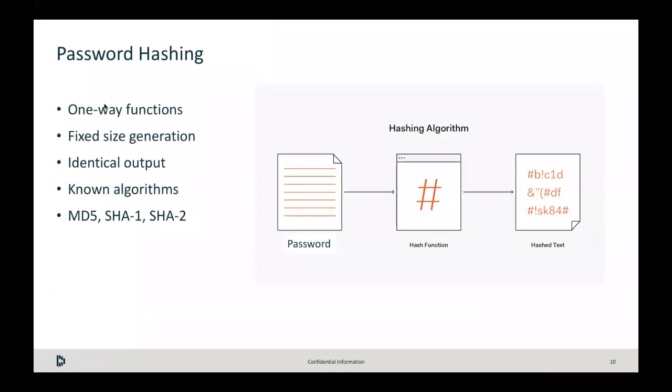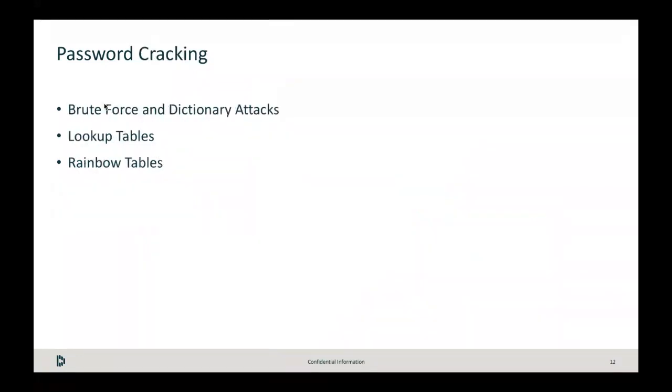Even though password hashing is a one-way function, there are many ways to recover the password from the hash, which is called password cracking. We will discuss some common solutions for password cracking. How are hashes cracked? There are several common solutions for cracking: brute force attacks and dictionary attacks, lookup tables, and rainbow tables.